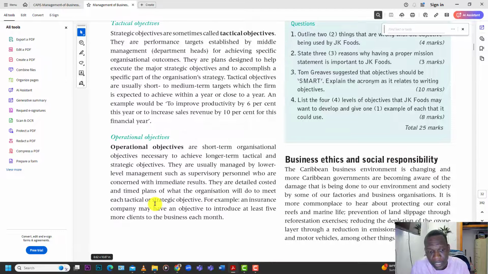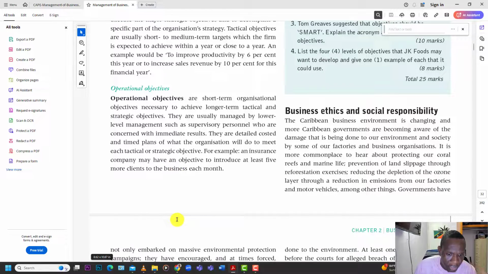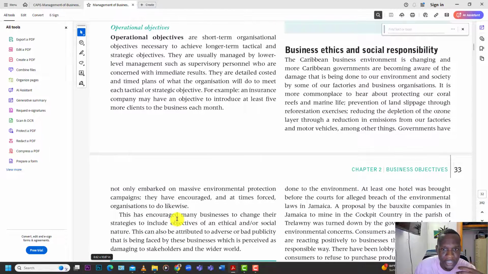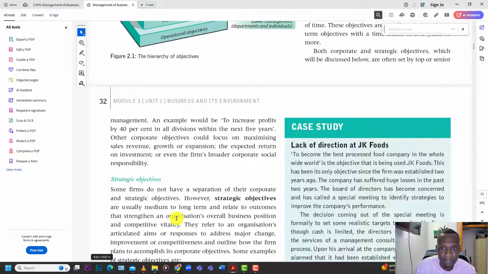For example, an insurance company may have an objective to introduce at least 5 more clients to the business each month. Right? Simple enough, operational enough. Maybe in production, you might want to cut waste by X amount. Or you might want to make 5 more units for the next week. Whatever. But this is about how you are conducting this particular business.